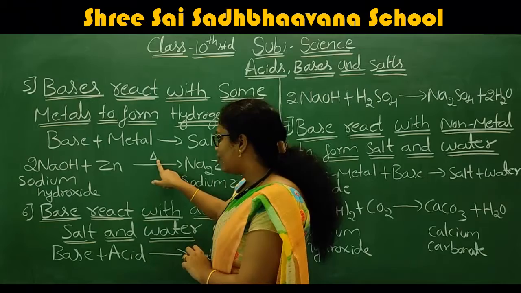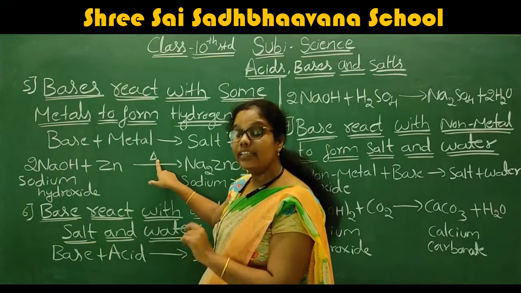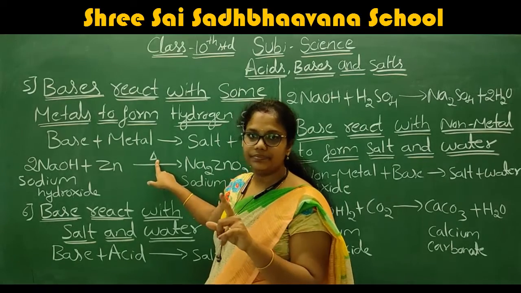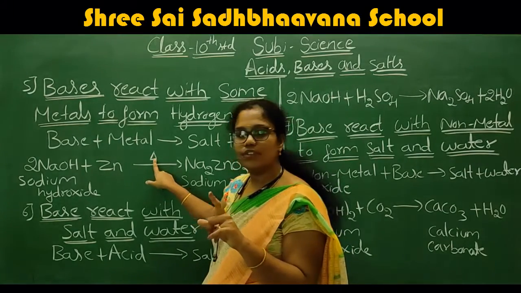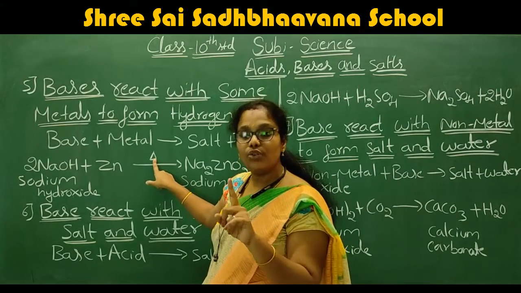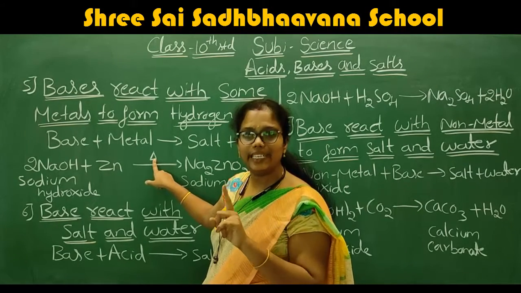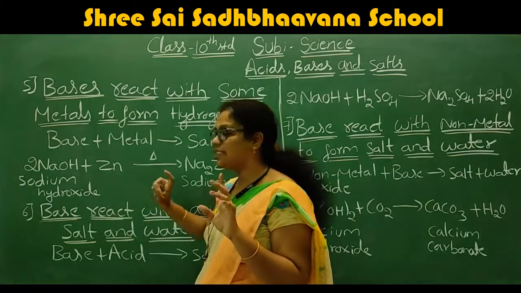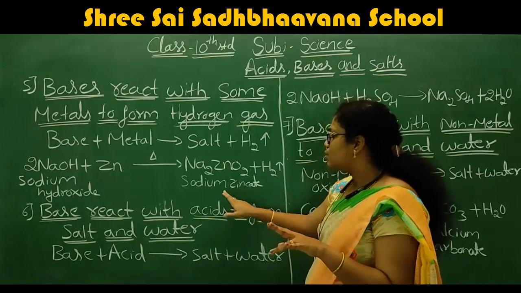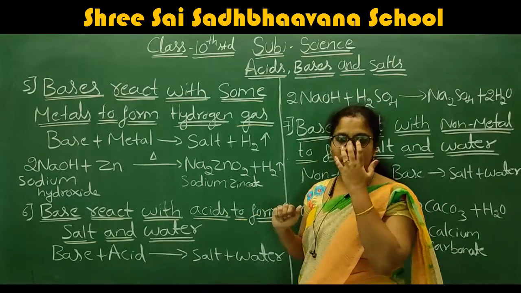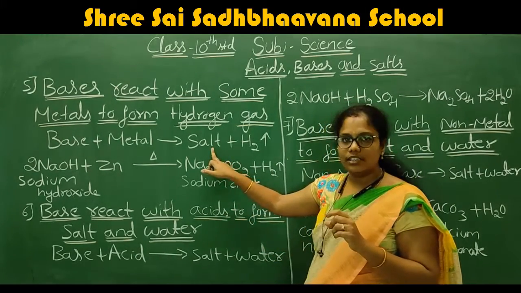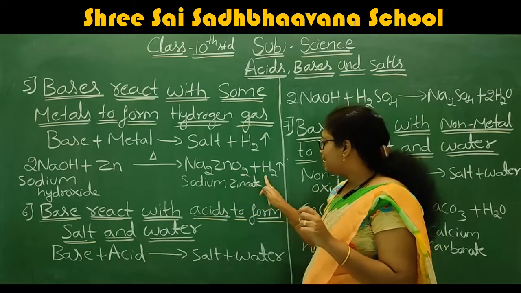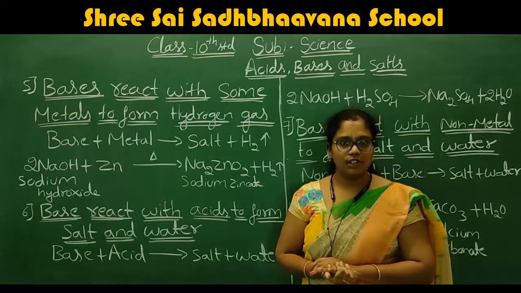What does this triangular shape indicate? Here, the triangular shape indicates that the reaction involves heating. If you see a triangle anywhere in a reaction, you should know that we are going to do heating. Therefore, sodium hydroxide is heated with zinc. It forms sodium zincate, which is the salt, plus hydrogen gas is evolved.